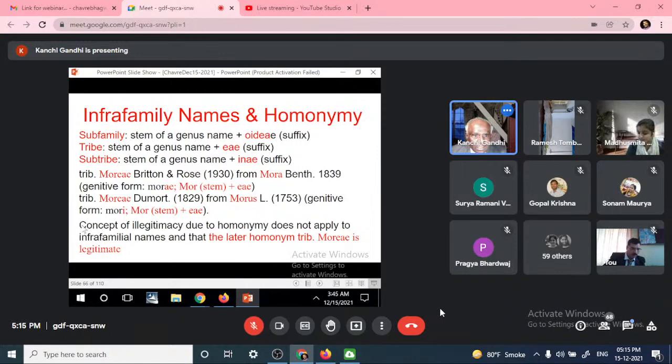Dumortier, here, in 1829, used the genus name Morus. And by this, now you know, to make it genitive, you delete -us and add -i, Mori. And Mor- is the stem to which you add -eae, Moreae. So Moreae was derived by Dumortier from Morus, and Moreae was derived by Britton and Rose from Mora. Two different generic names. It so happened that even though the genitive forms are different, for Mora the genitive form is Morae, for Morus the genitive form is Mori, the stem is the same. And we need to add the same suffix, and they ended up being the same name, but referring to two different groups.